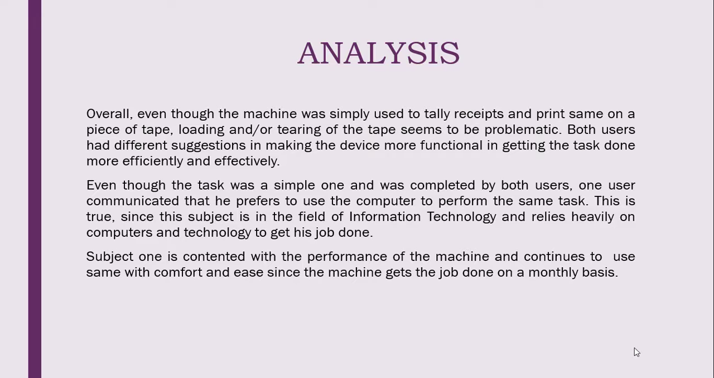So both users had different suggestions in making the device more functional, in getting the task done more efficiently and effectively. Even though the task was pretty much straightforward, both users communicated their preferences in terms of improvement to the device, even though one user completely suggested that he prefers to use the computer. Subject 1 was pretty much contented with the performance of the machine. So based on our previous discussion where she proposed that she preferred it have a more scientific function, overall the machine gets the job done on a monthly basis that it should actually be performing.